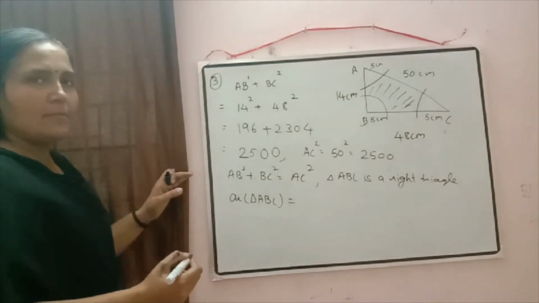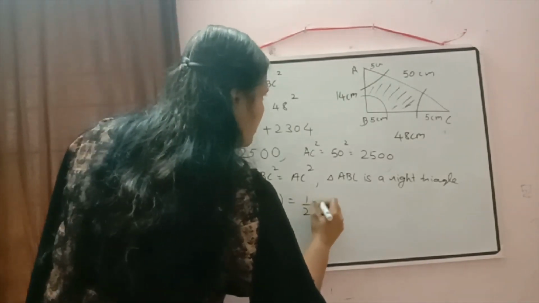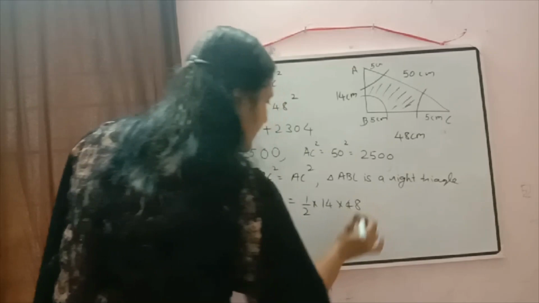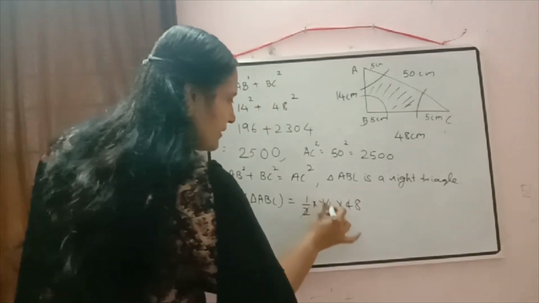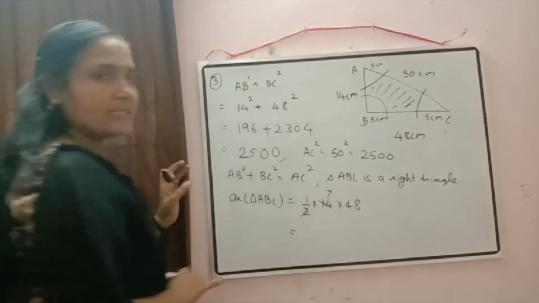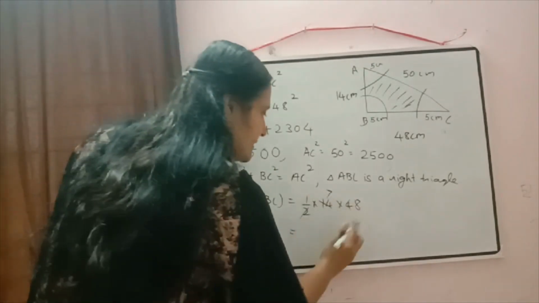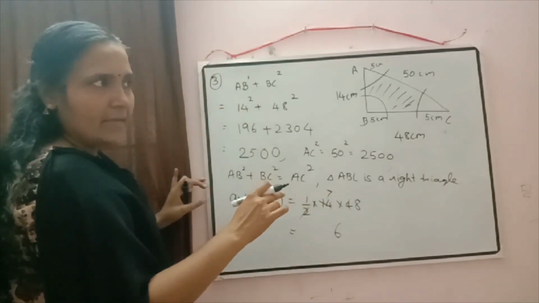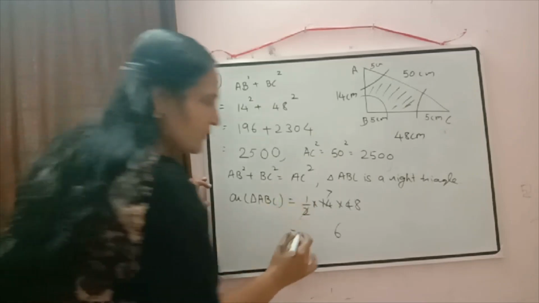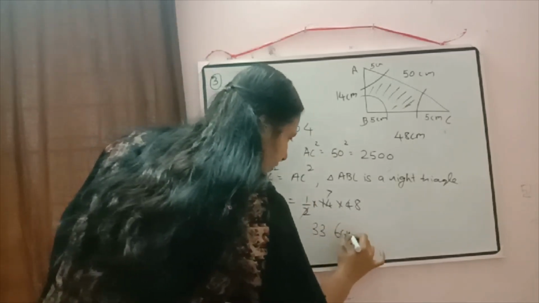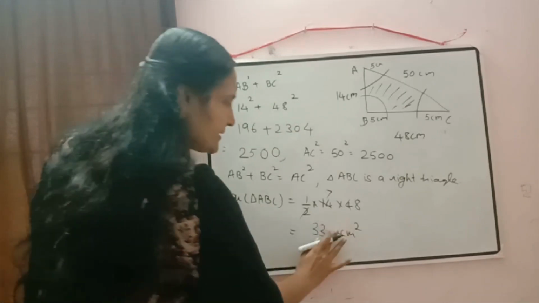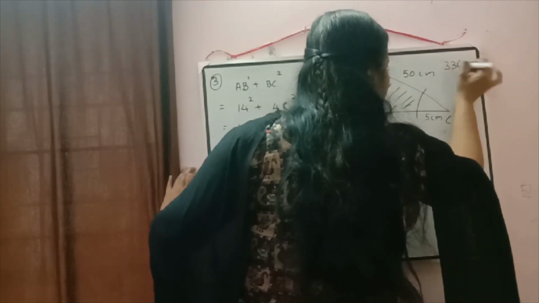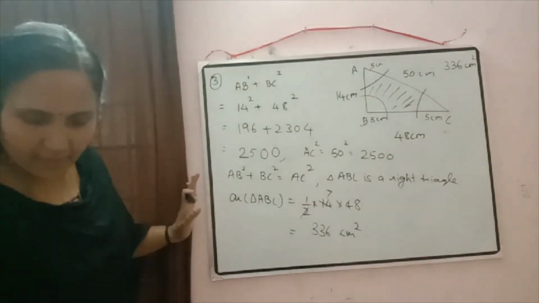Area of triangle ABC. Formula is half into base into height. So half into 14 into 48. Now we can cancel it there. 2 and 14 we can cancel because multiplication by 7 will be easy for us. 7 8s are 56, carry over 5. 7 4s are 28, 28 plus 5 will be equal to 33. So area of triangle is equal to 336 centimeter square. So I am writing here area of triangle we got here 336 centimeter square.